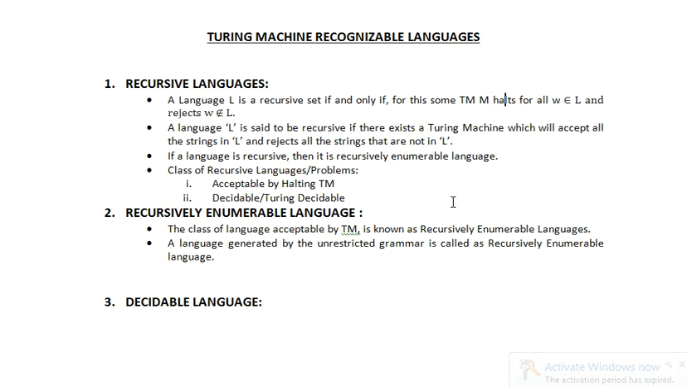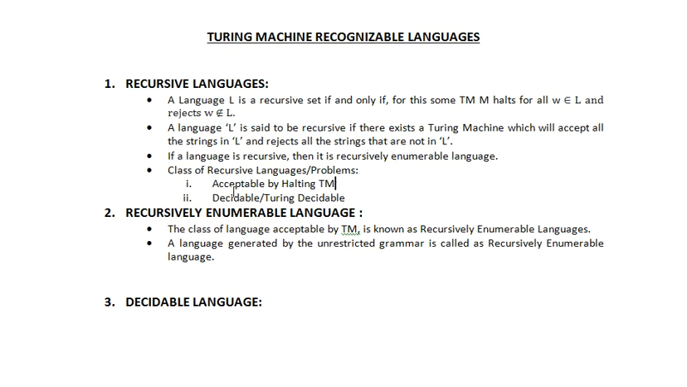One more thing is that if a language is recursive, then it is always a recursively enumerable language. That means you can think of it that if a language is recursive, then it will also be a subset of recursively enumerable languages, correct? We'll be looking into this recursively enumerable language in the next topic.